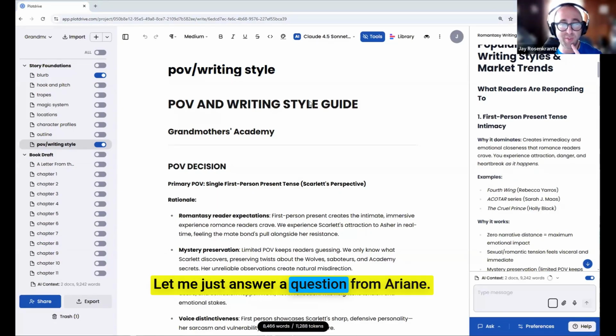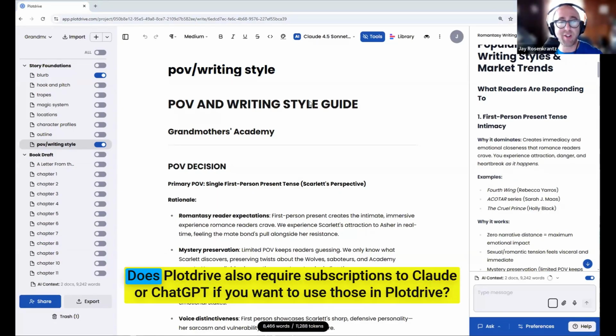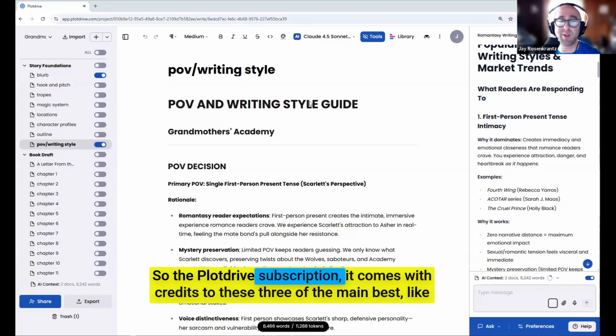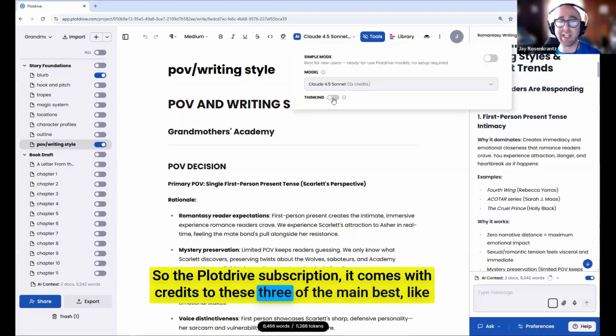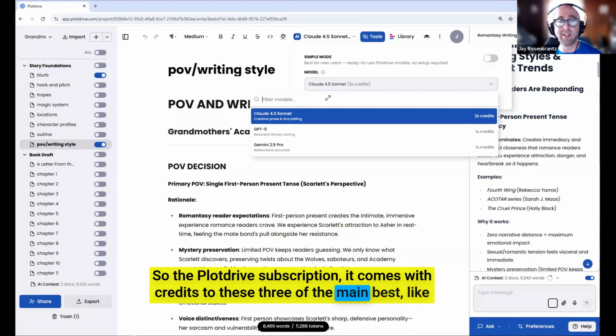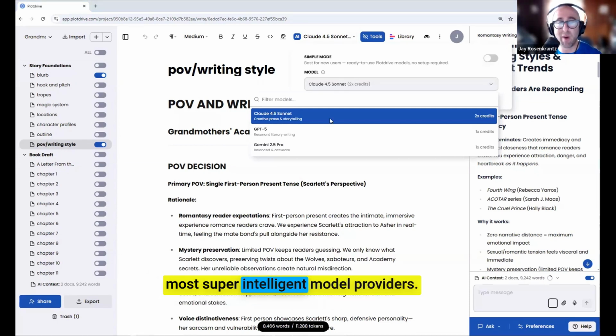Let me just answer a question from Ariane. Does Plotdrive also require subscriptions to Claude or ChatGPT if you want to use those in Plotdrive? No, it does not. The Plotdrive subscription comes with credits to three of the main, best, most super intelligent model providers.